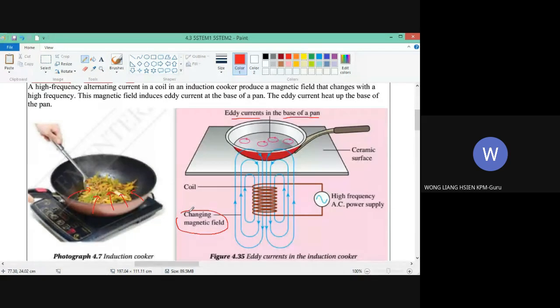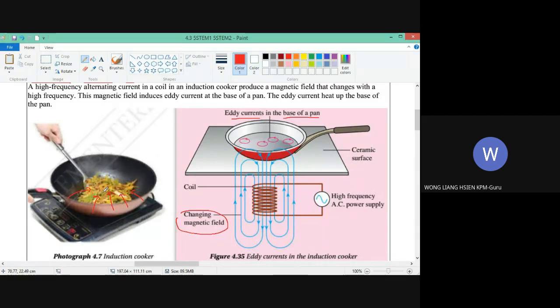So it's also very safe. Why is it safe? Because the induction cooker does not produce heat energy itself. So let's say that you accidentally turn it on and there's nothing on top. If your hand accidentally touches the top of the cooker, you will not get hurt, because it only produces a changing magnetic field. So the surface is not hot. The pot and pan is the one that becomes hot.